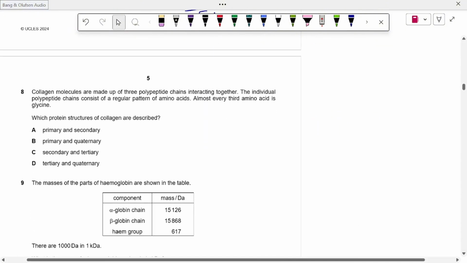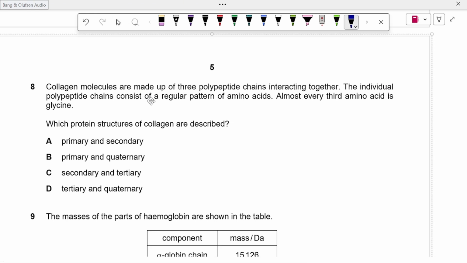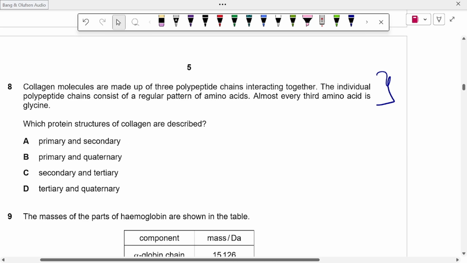Question 8. Collagen molecules are made up of 3 polypeptide chains interacting together. How do they interact? By your hydrogen bonding. The individual polypeptide chain consists of a regular pattern of amino acids. Almost every third amino acid is glycine. Which protein structures of collagen are described?